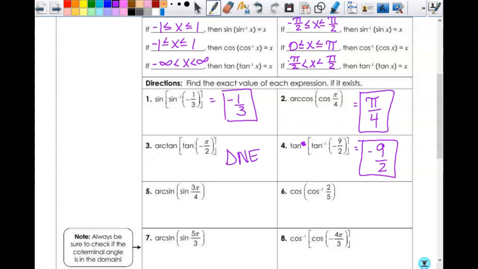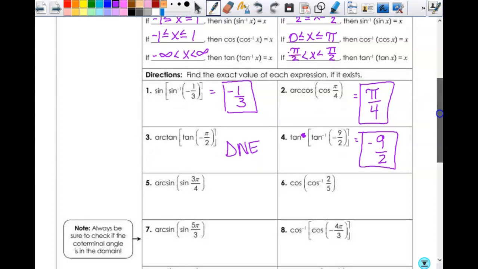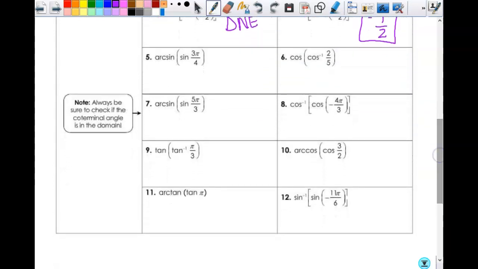All right, so number 5. The arc sine of the sine of 3π/4. Does that equal 3π/4? No, it does not, because that does not fit within that certain domain. Now, there are 2 different ways to work this, okay? And I'm going to work this one both ways and explain what you can do, and then we'll do it a little bit differently as we go through.